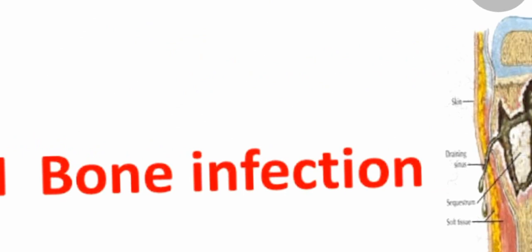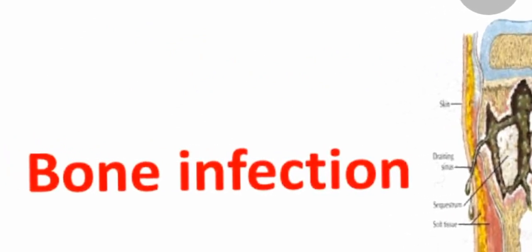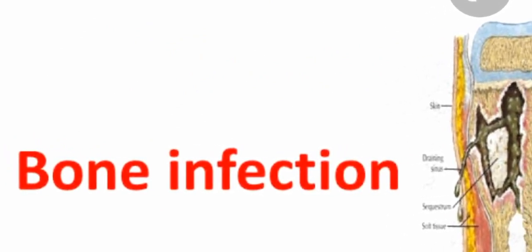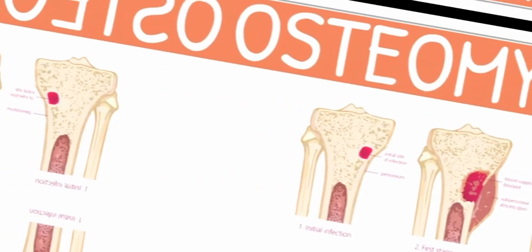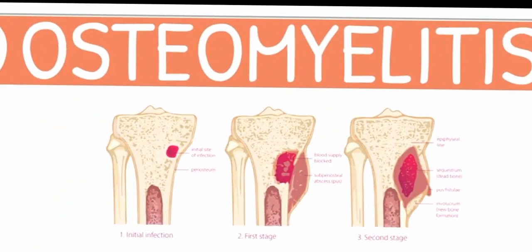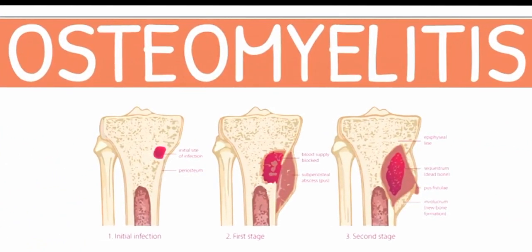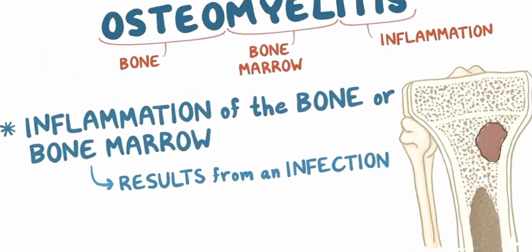So now we will see what bone infection is. It is a type of infection in your bones. So let's see this diagram in which there is infection in your bone. This one is the early and the late. It causes medullary fistula. Okay. What is bone infection called? It is called osteomyelitis. So let's see what osteomyelitis is.